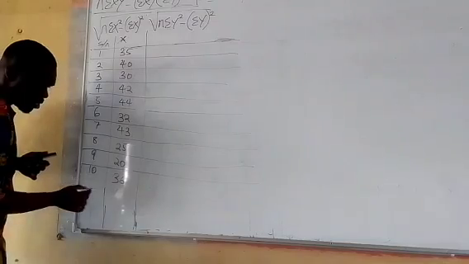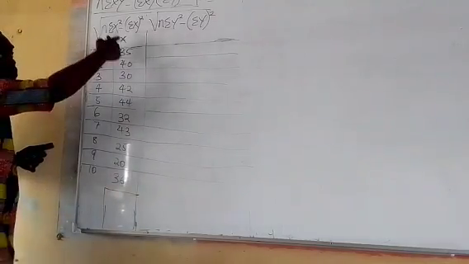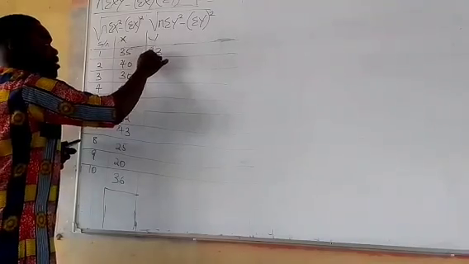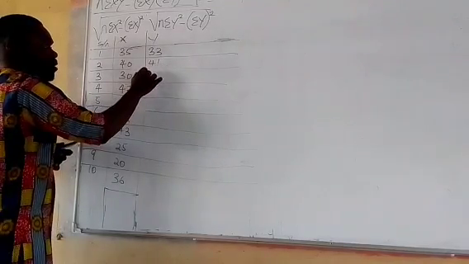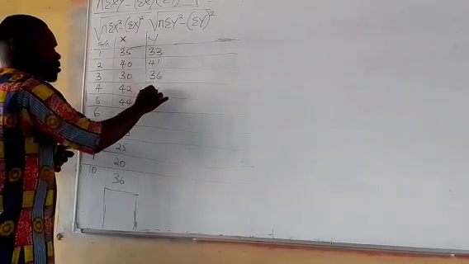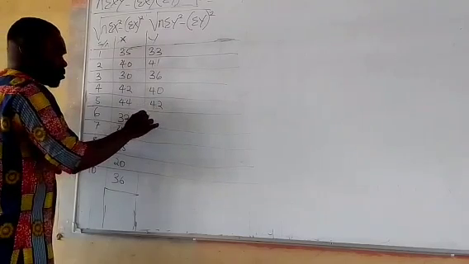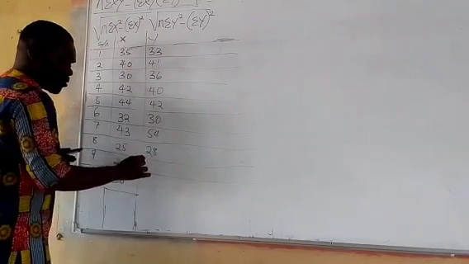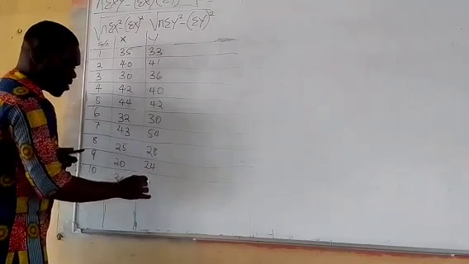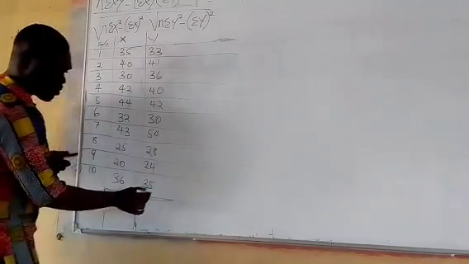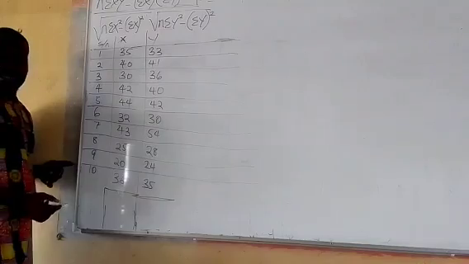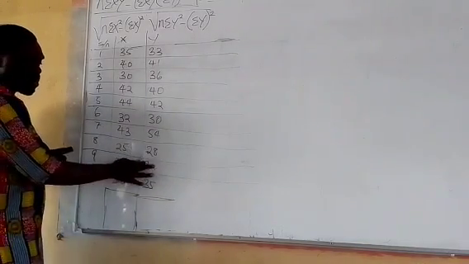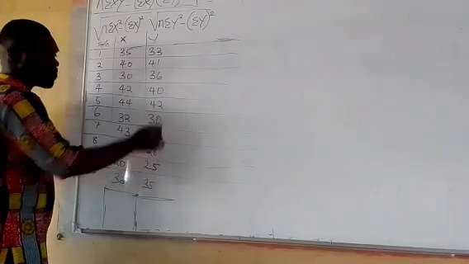All right, so then we now call the variables of y. 33, 41, 36, 40, 42, 30, 54, 28, 25, 35. The last one is 35. Okay, 25 and then 35.